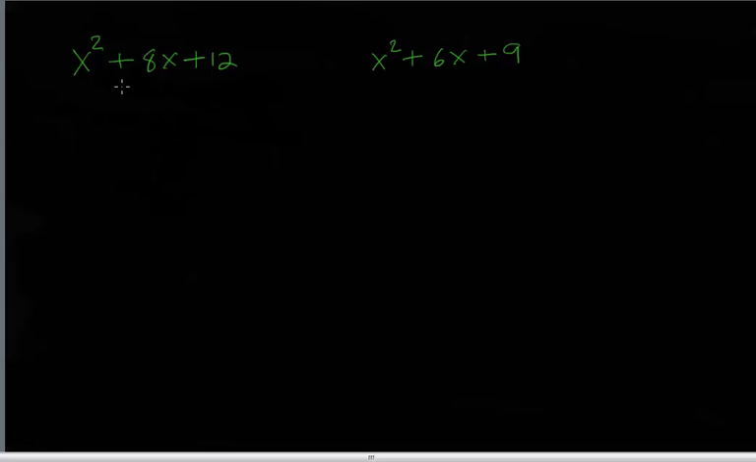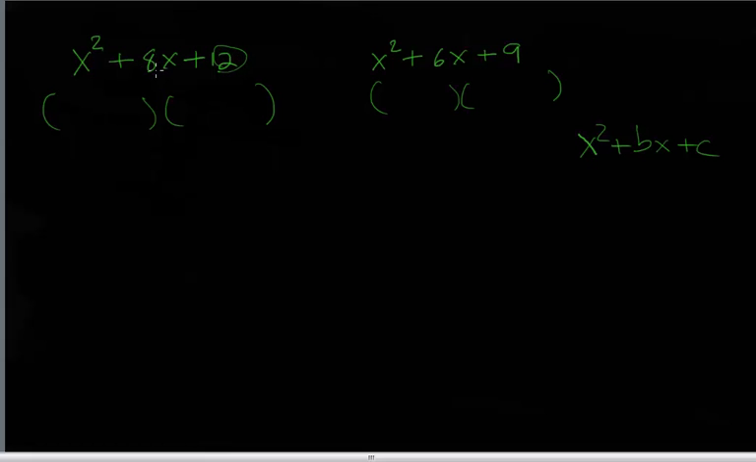Okay, now we're going to try this one. Now these are both special cases of the more general x squared plus bx plus c. And when this happens, our factorizations can be found if we can find, for instance, on this first one, two factors whose product is 12, which add up to 8.